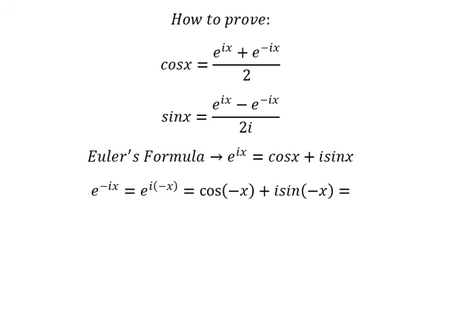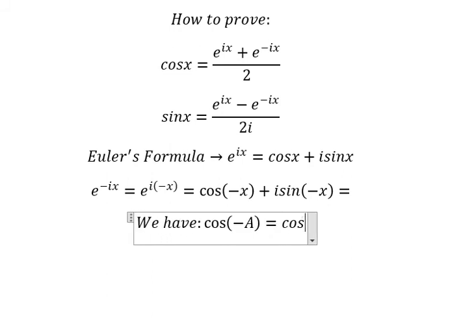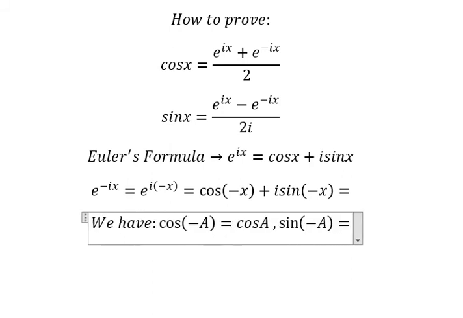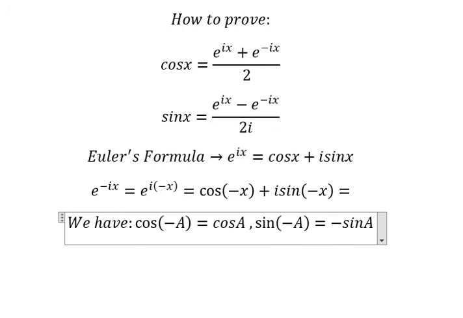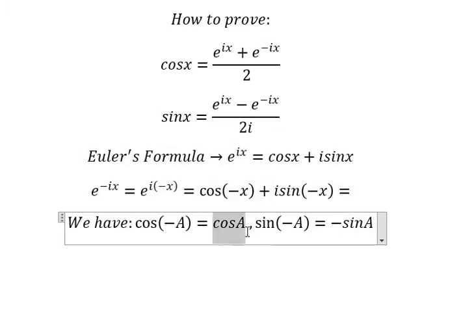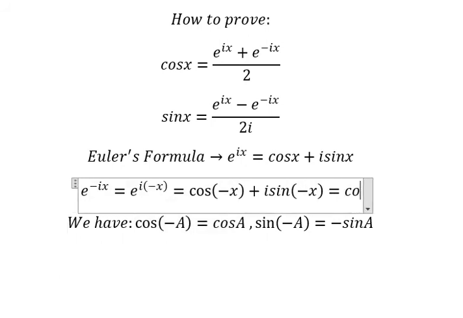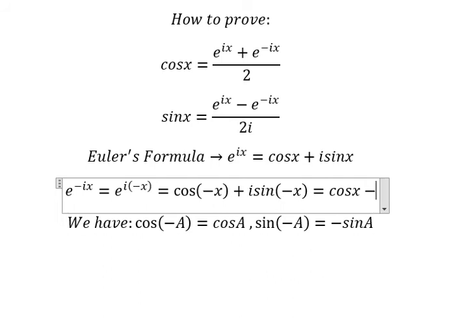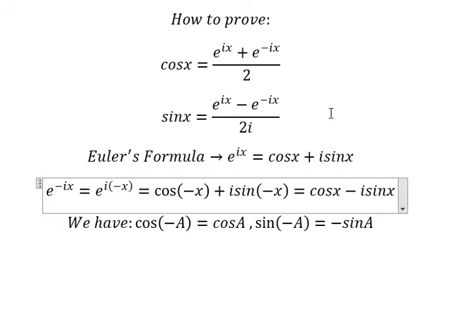Next, we have the second formula here. Cosine of negative a equals cosine a, and sine of negative a equals negative sine a. So cosine of negative s, that is about this one, and we have cosine s. And the next one is negative i sine s.